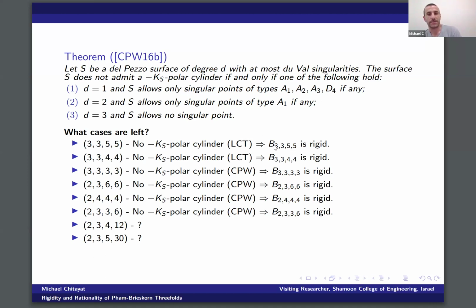These first 2 cases follow from another result, I believe due to Cheltsov, Park, and Shramov, who proved something stronger. They prove that the proj of B3355 has a large log canonical threshold, and that's a stronger condition than containing an anti-canonical polar cylinder. So their results actually imply that the proj of B3355 and B3344 don't contain anti-canonical polar cylinders, and those are rigid as well. I don't really want to get into log canonical thresholds, but just to say that that work has already been done for us.